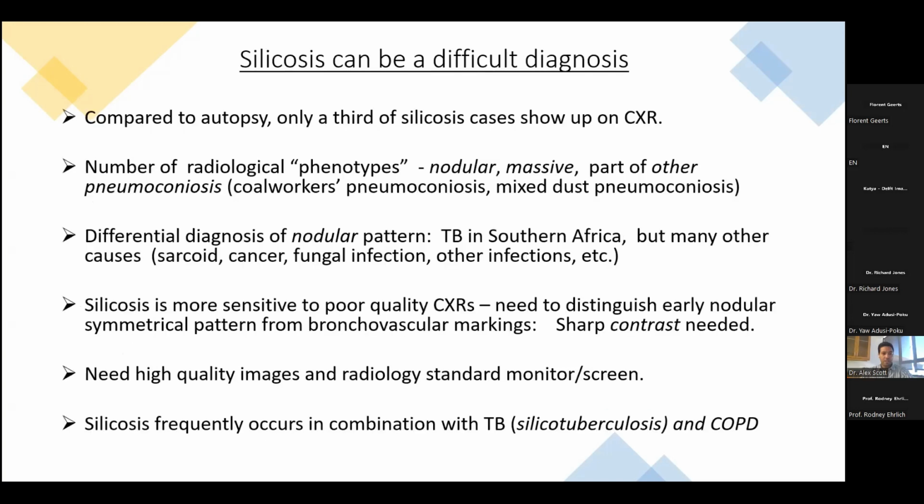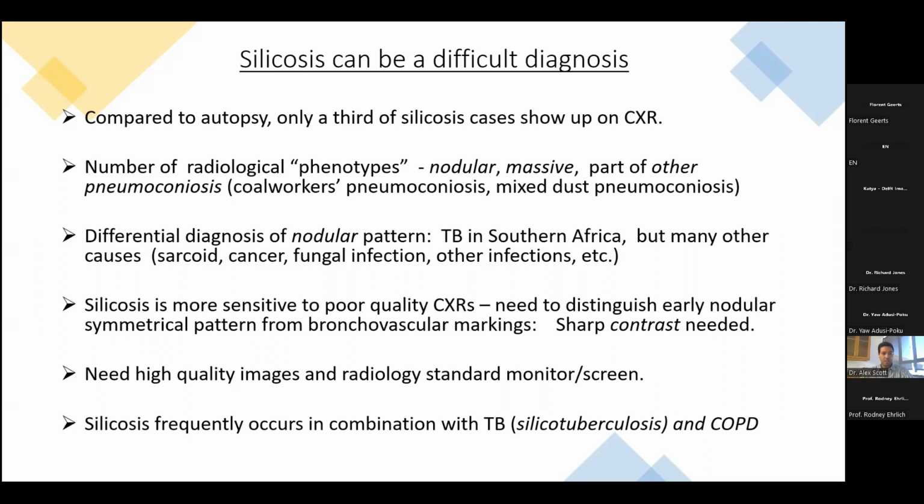Next slide, please. So let's talk about obstacles. First of all, silicosis, we're talking about on the chest X-ray now, can be a very difficult diagnosis. Compared to autopsy, and we know this because South Africa has an autopsy system for miners and has done about 100,000 autopsies since the 70s on miners, only about one third of silicosis shows up on the chest X-ray.